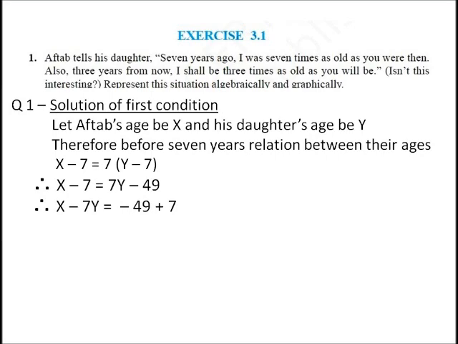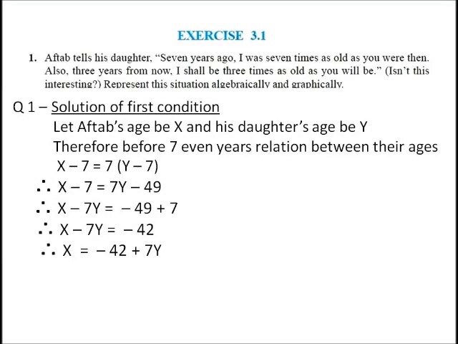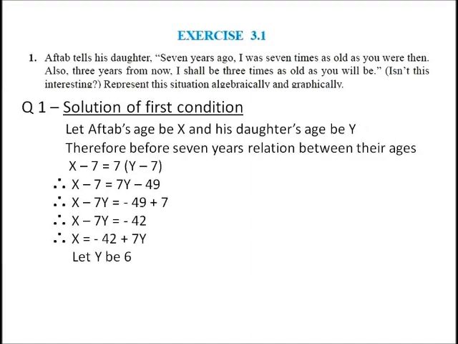So, when we take 7y to the left, it will be negative, and when we take minus 7 to the right hand side, it will be positive. Therefore, x minus 7y is equal to minus 42, because minus 49 plus 7 is equal to minus 42. Therefore, x is equal to minus 42 plus 7y. In this line again I have taken minus 7y to the right hand side.